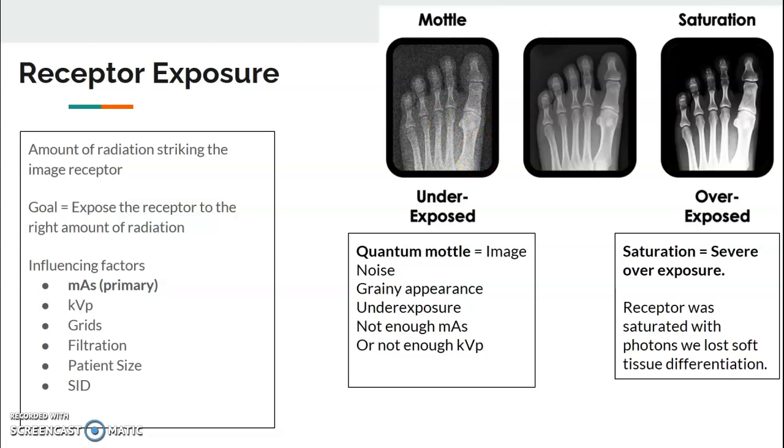kVps are usually pretty set per the part. mAs is the usual variable one depending on patient size. Can it come from not enough kVp? Yes, absolutely. But most of the time it's from not enough mAs.